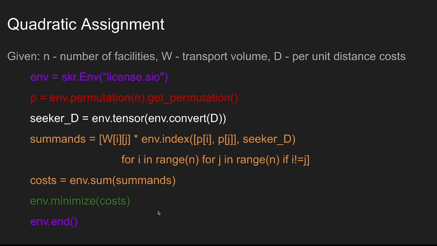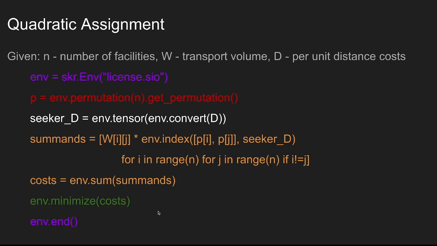The Seeker model looks like this. You create an environment, as you always do, and ideally you already put the environment.end into your code right there, and then you place everything else in the middle. First thing you will want to do is to create a permutation in order to distribute the facilities to the particular locations that you're having.